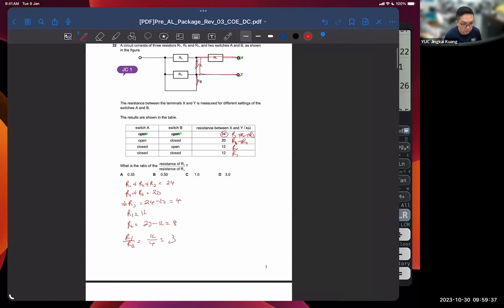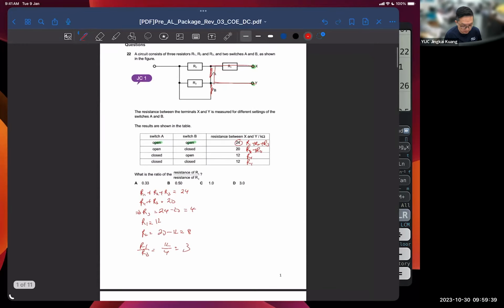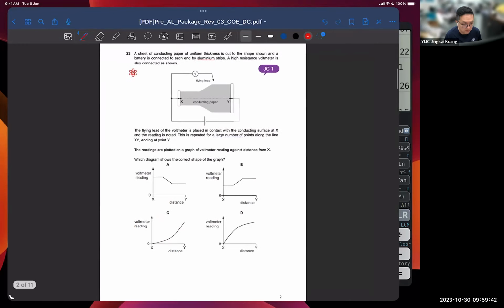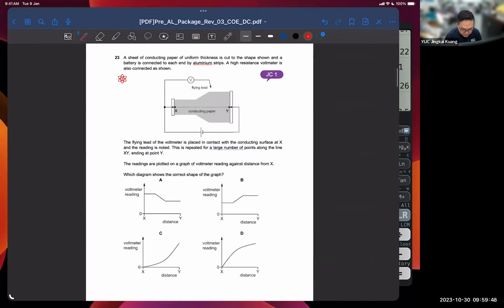Okay, so that's question 22. Moving on to 23. 23 is a very interesting question, so I'll go through it. Okay, 23, let's look at the setup first.